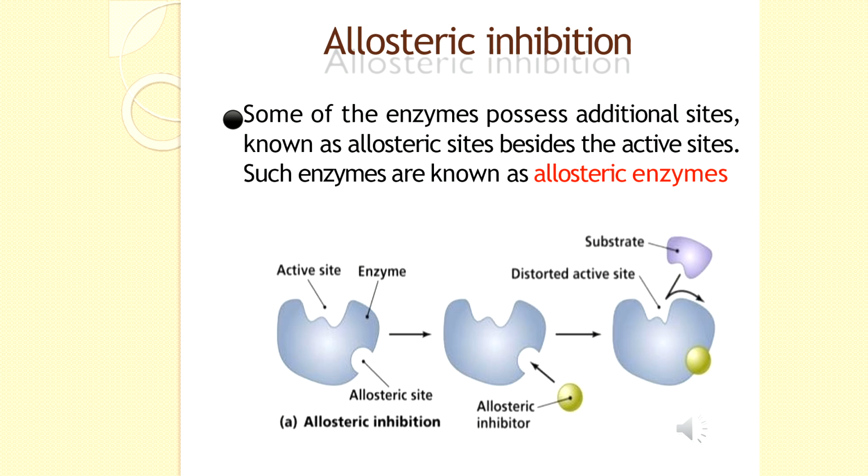So here we see the enzyme having the active site and another site, which is the allosteric site. The inhibitor binds to the allosteric site, and that is allosteric inhibition. It will change the shape of the enzyme. That means a distorted active site, so the substrate cannot bind to the actual active site of the enzyme.